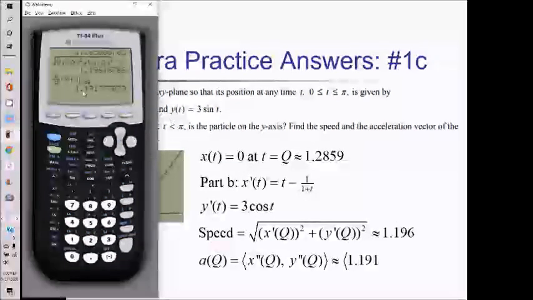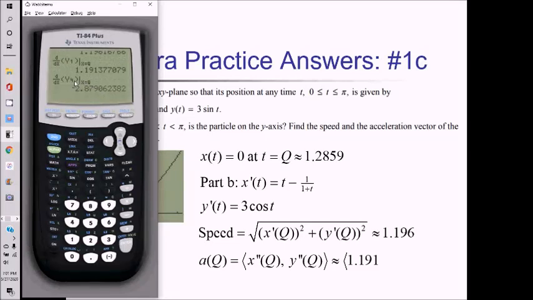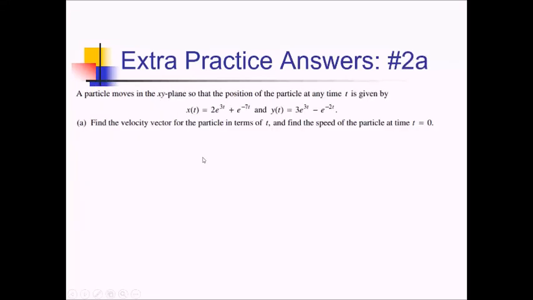And let me do the same thing for y. So the good news is I can just yank my input from before. And instead of using y1 in there, I'm going to do alpha trace and do y4, because that's where I stored y prime. So now this is giving me y double prime of q. Press enter. Negative 2.879. And that should just about do it.